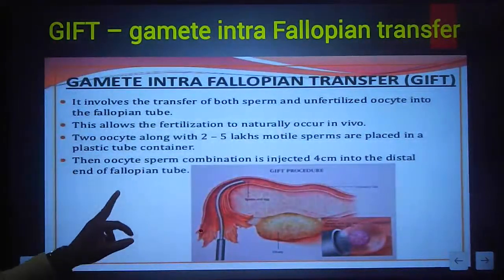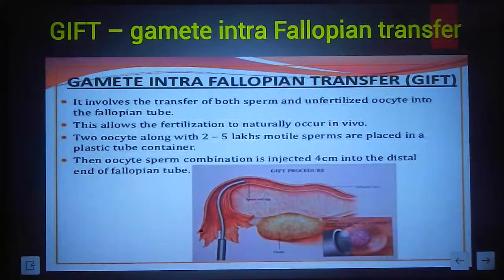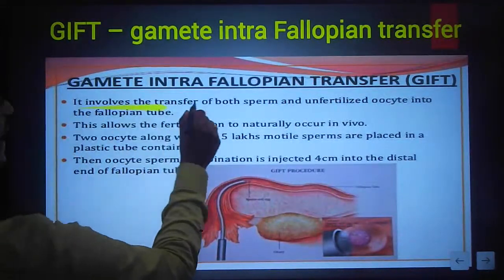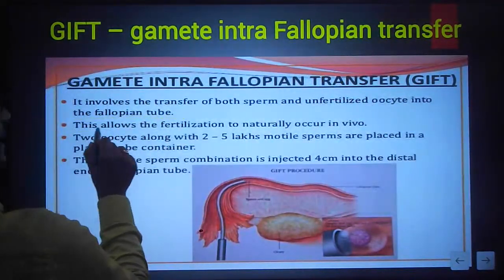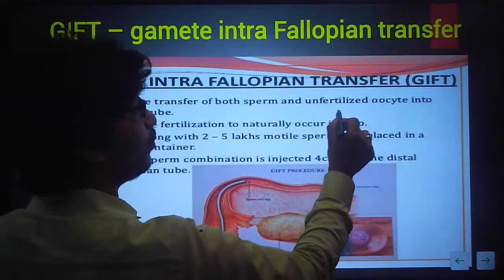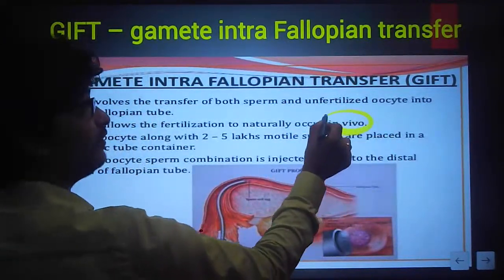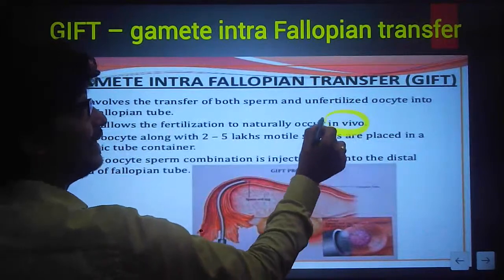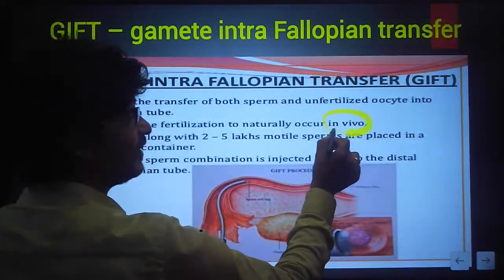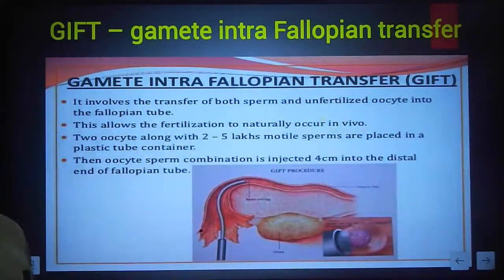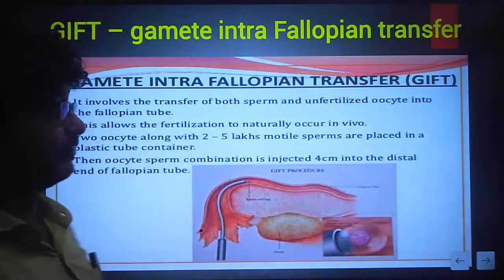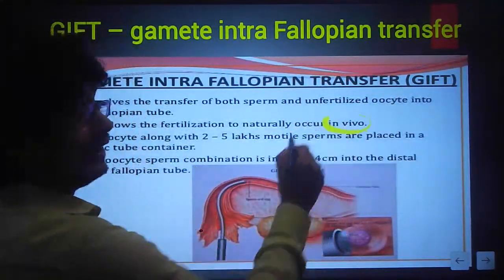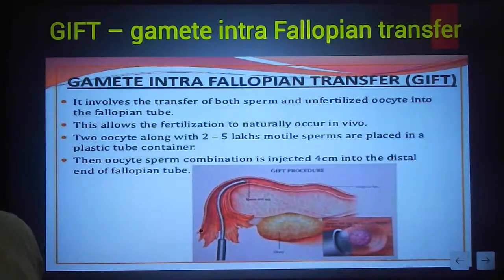Coming to the gamete, we already discussed gamete intrafallopian transfer. It involves the transfer of both sperm and unfertilized oocyte into the fallopian tube. This allows fertilization to occur naturally in vivo. Guys, listen: this is not in vitro. Gamete intrafallopian transfer is in vivo. In vivo means it occurs inside the body naturally; in vitro means artificially. Zygote intrafallopian transfer is in vitro. Fertilization takes place in vitro, and you must understand the difference, right?